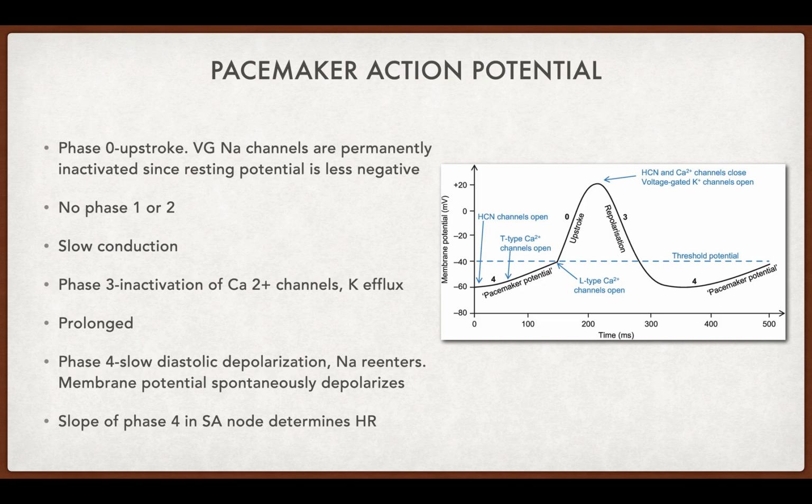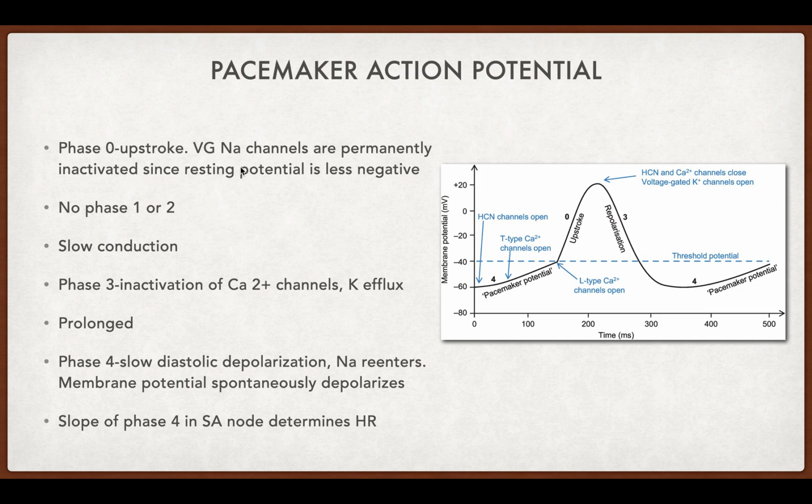Okay, so this chart is different from the other charts because this is only for the pacemaker. So it's really important to know the difference between the two. The other ones were the contractile cells. This is going to be the action potential cells. As you can see, this one doesn't have a phase 1 or 2. Instead, it just has your upstroke. So it has your depolarization, your repolarization, and then the hyperpolarization up to threshold phase.